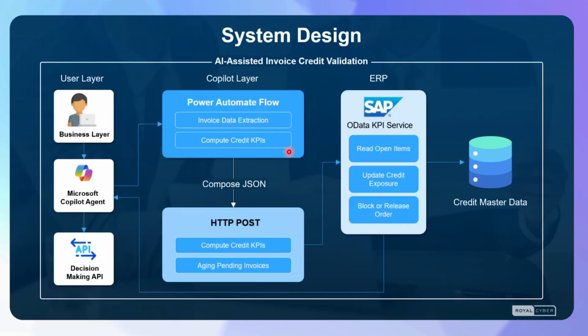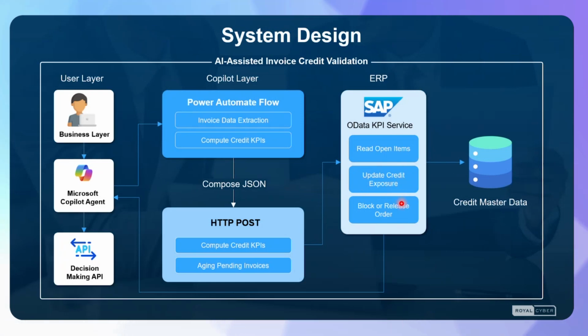So coming to the architecture, if you see here, for orchestration of agentic AI, we have used Microsoft Copilot agent. Now, it is a collection of agents working together to take the final decision. And in that, we are triggering an automation designed in Power Automate, which can do the extraction of the incoming invoice. So whatever relevant data we need to extract from the invoice will be done in this automation. Then with that data, we are triggering an OData service which will go to the backend system. It will read open items and it will update the credit exposure.